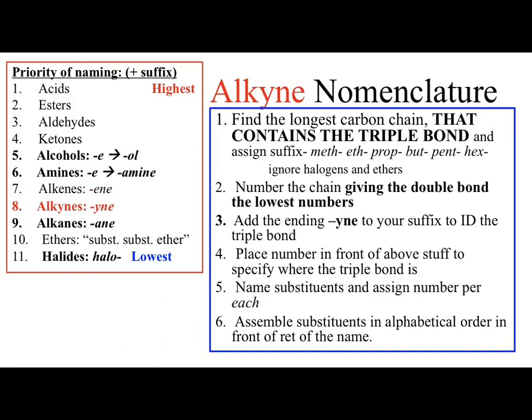Just be kind of aware of that. If we had both in there, we'd want to include the alkene in our main chain. If we only have the alkyne, we'll want to identify the longest carbon chain that contains just that alkyne and assign all the rules the same as before.